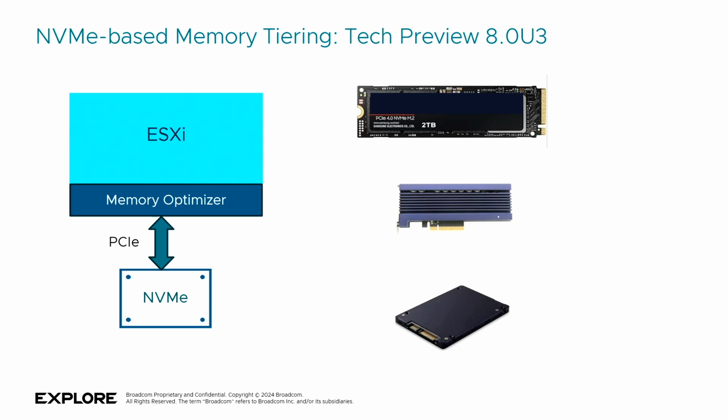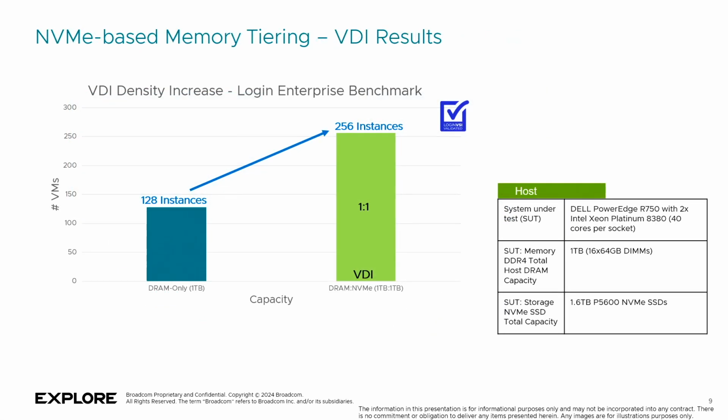So now let's move on to looking at some data. I'll present mainly on what we saw with respect to density, etc., and performance. So this is a Login Enterprise benchmark. Basically, this is a standard benchmark from a third-party company called Login Enterprise. They allow us to test VDI instances on a server, right?